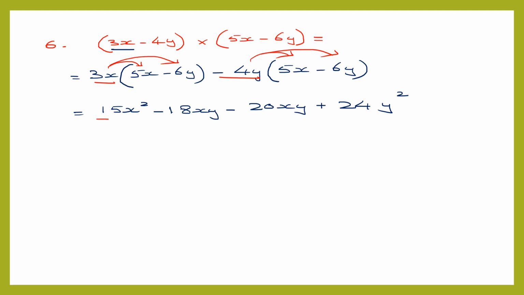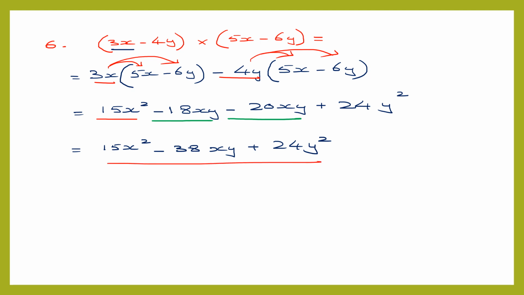The next step, we're going to put all the like terms together. So here we have x square. We have only one x square, so we write 15x square as it is. Then let's look out for the xy's. Here we have minus 18xy. Here we have minus 20xy. So minus 18 minus 20 will make it minus 38 because we are adding up the numbers but putting the minus sign. So 18 plus 20 is 38, and write xy. Then the next one is plus 24y square. So this is our answer, and that is option 4.